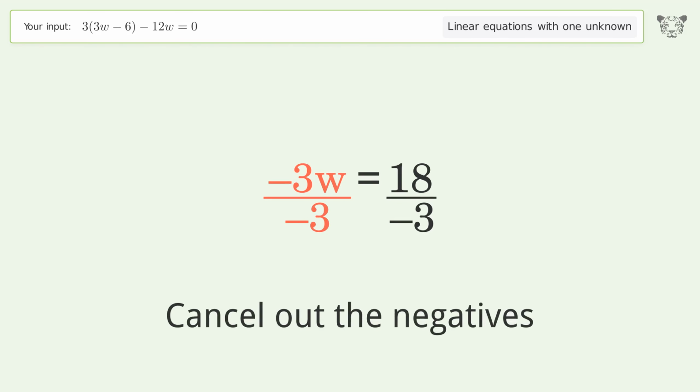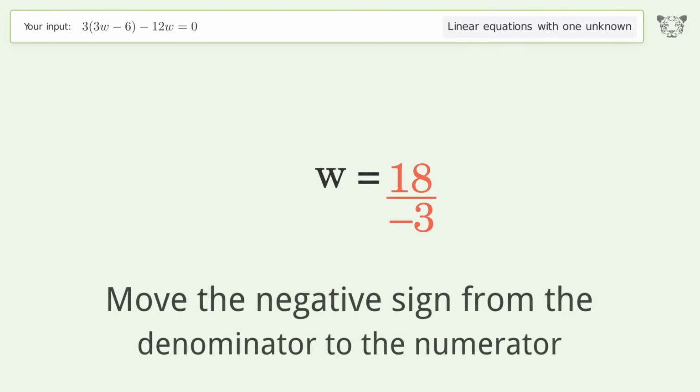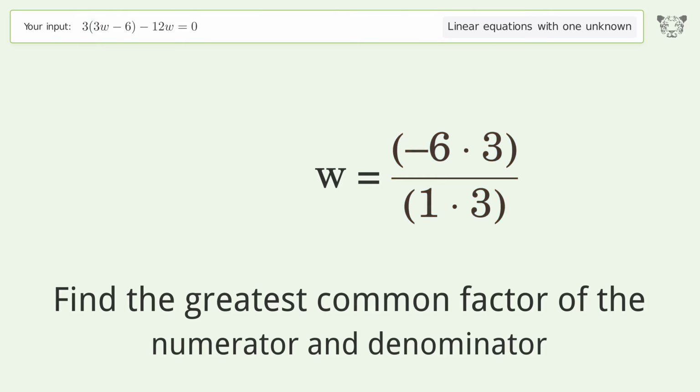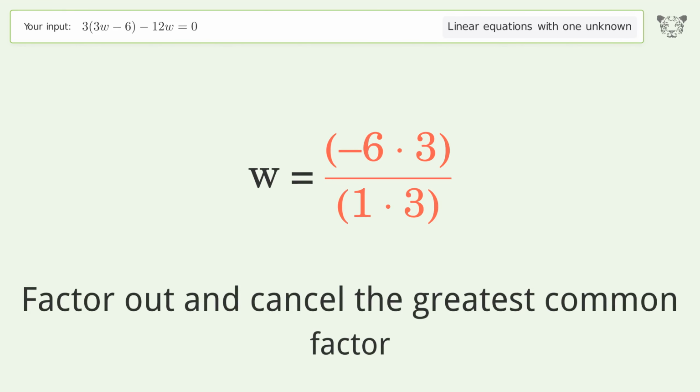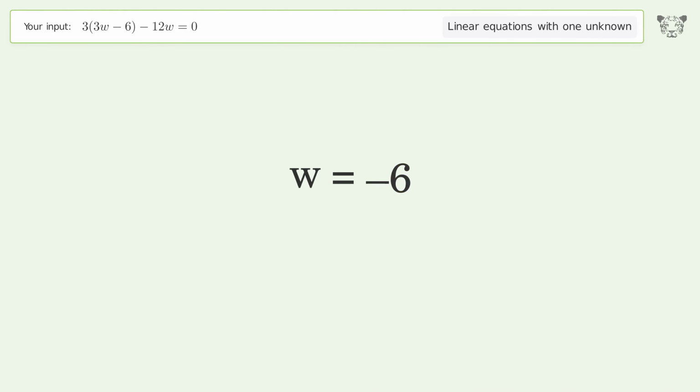Cancel out the negatives. Simplify the fraction. Move the negative sign from the denominator to the numerator. Find the greatest common factor of the numerator and denominator. Factor out and cancel the greatest common factor. And so the final result is w equals -6.